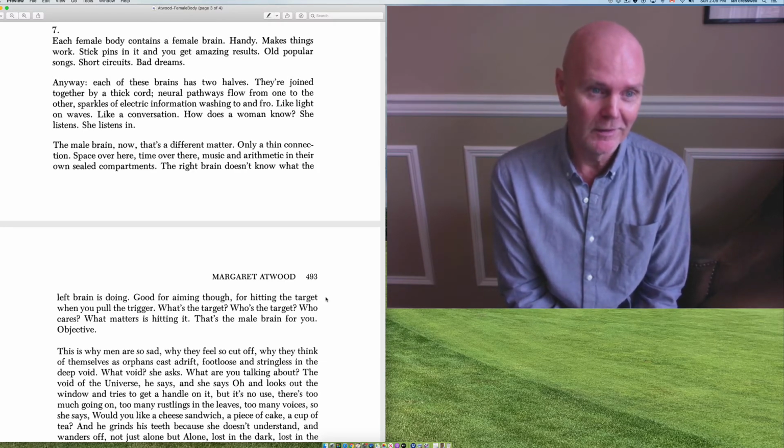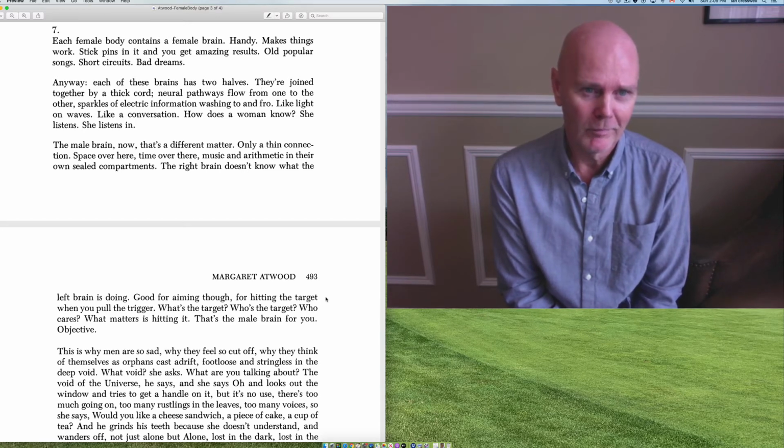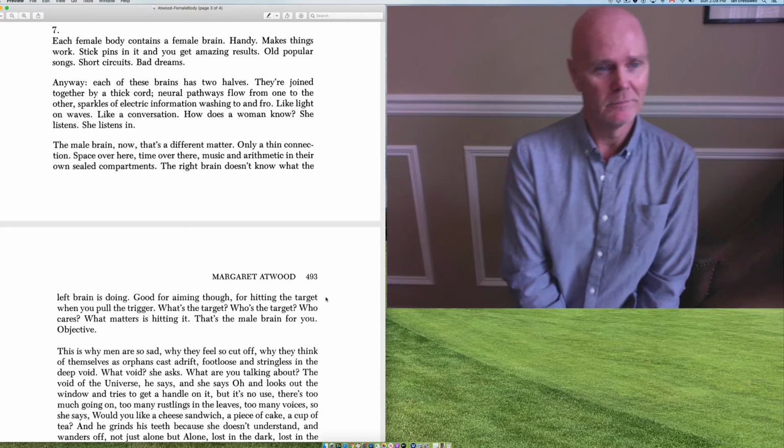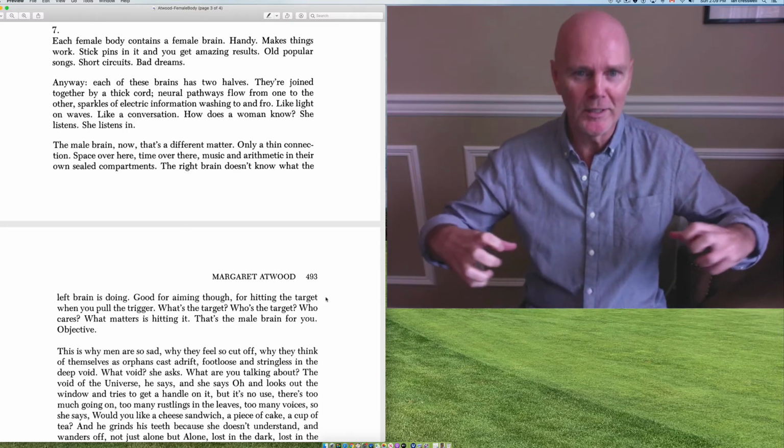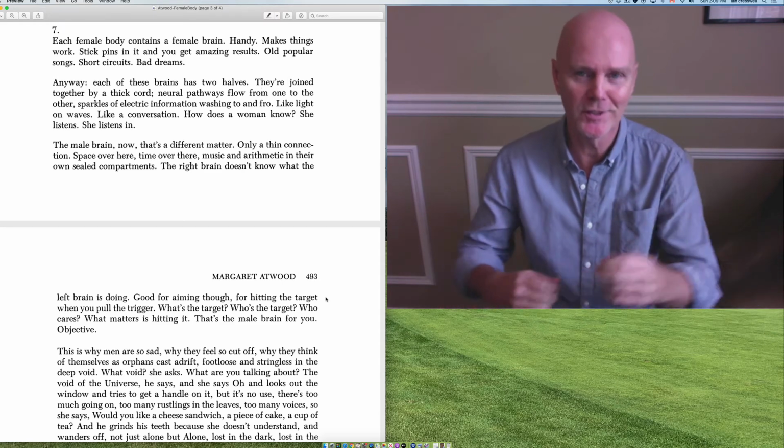What you see is a period. Now, semicolon for female, period for male. Period suggests greater separation, detachment, or a thinner connection, as she says here.